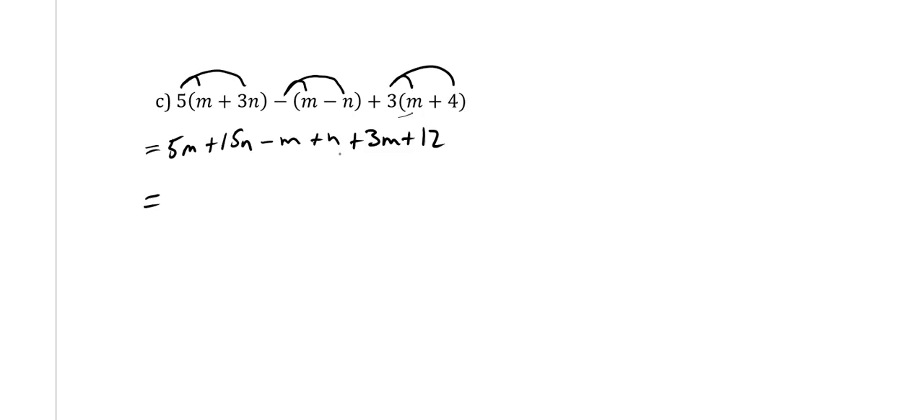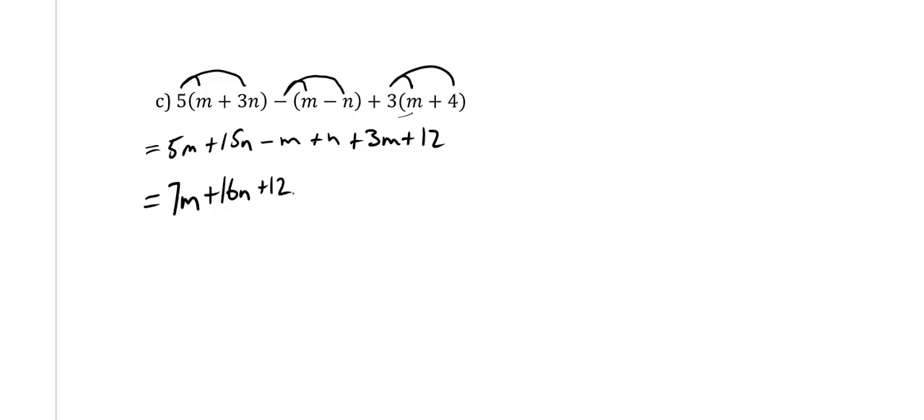5 minus 1 plus 3 is 7m. I've got a 15n and then one more n, so that's plus 16n. And then 12 is my only constant, so plus 12.